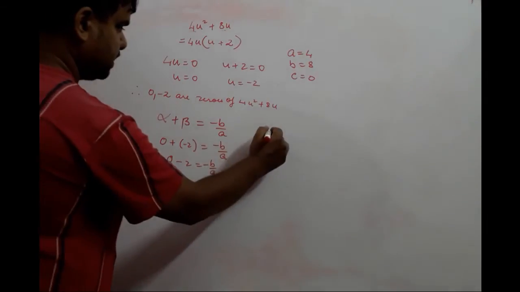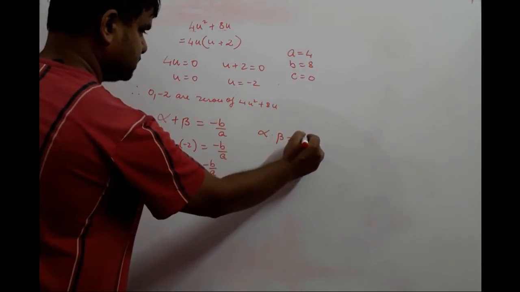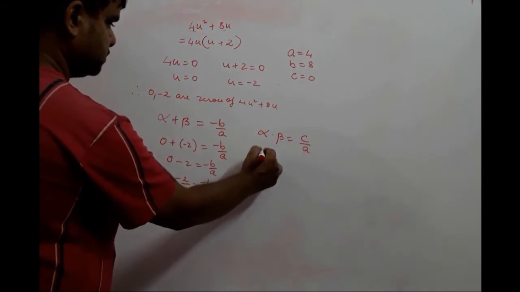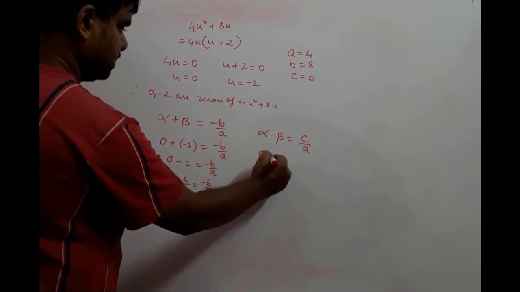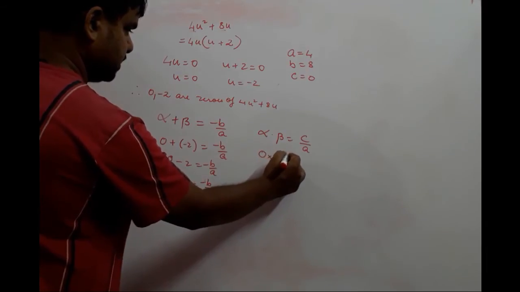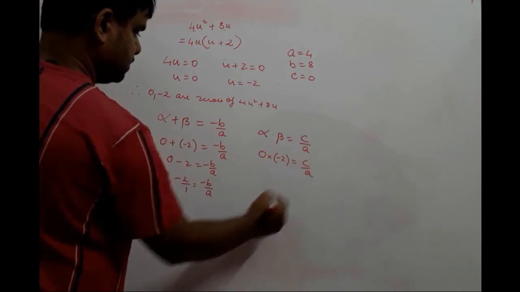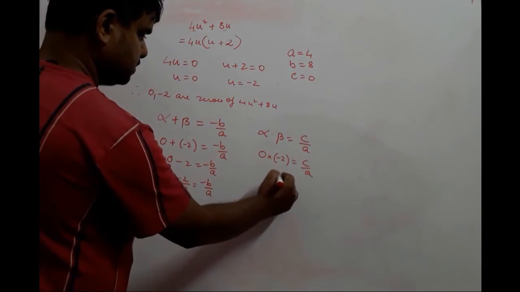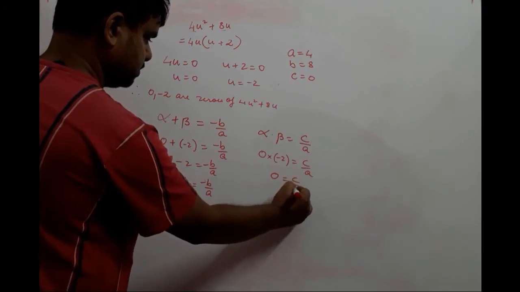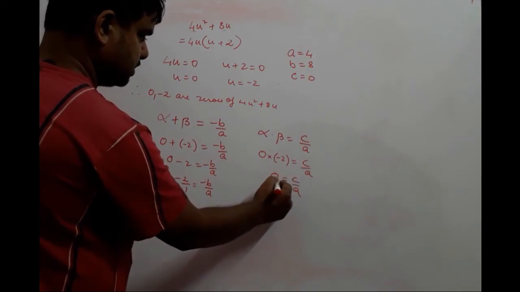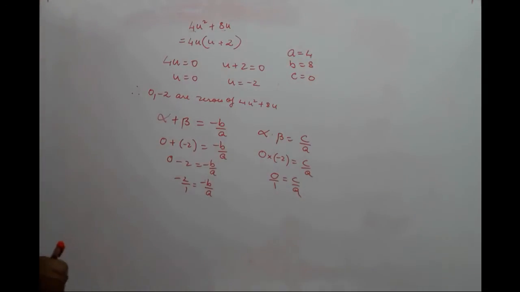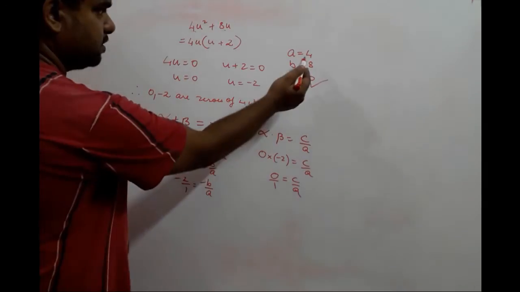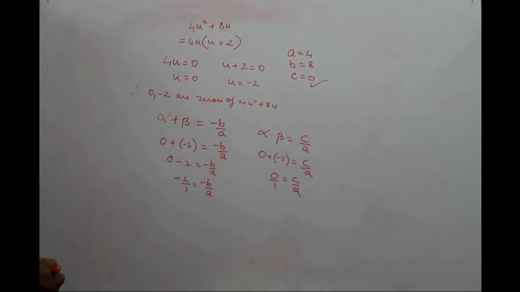Now let's go and check alpha into beta, which is c upon a. Now what is alpha? 0, multiplied by beta, which is minus 2, equal to c upon a. Okay, so this will be 0 equal to c upon a. We know this can be taken as 0 upon 1. 0 upon 1 is 0. So c is equal to 0, which is correct, but a is not equal to 1. It is equal to 4.